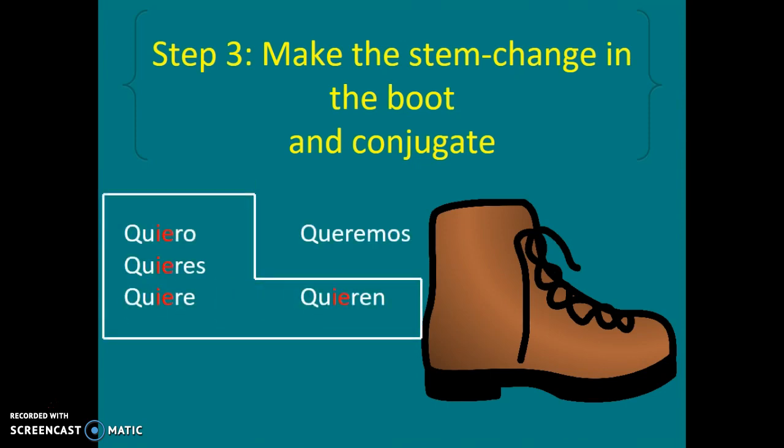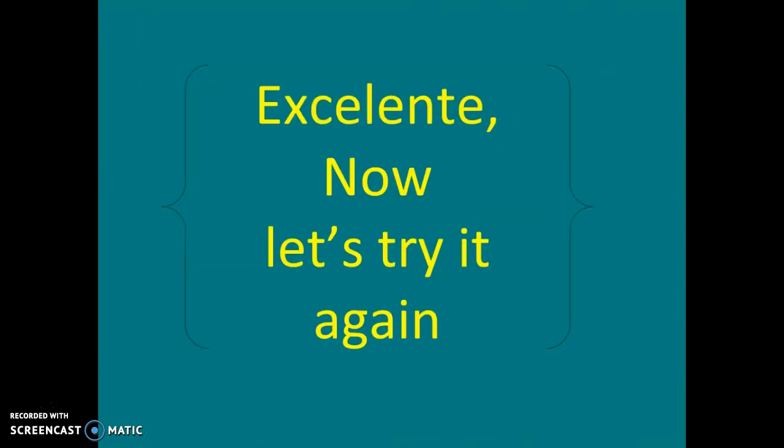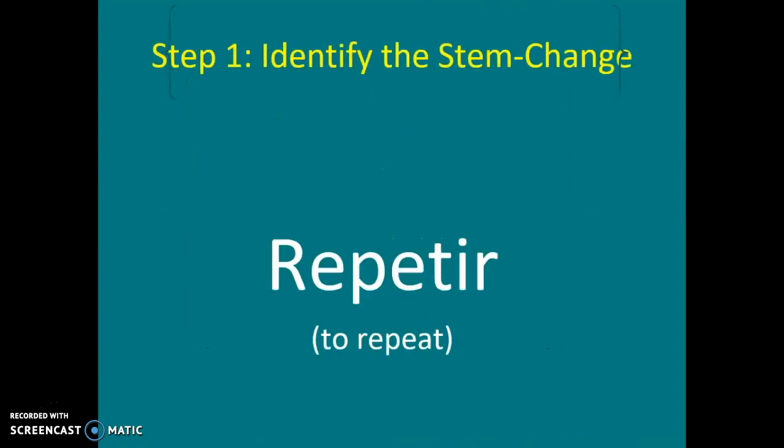Okay? So draw yourself a little boot. You don't have to, but if it's easy for you to see it that way. And we're going to make the stem change inside the boot. Quiero, quieres, quiere, queremos, quieren. And again, this is an ER verb, so it takes ER endings. O, S, A, emos, N. Excelente.